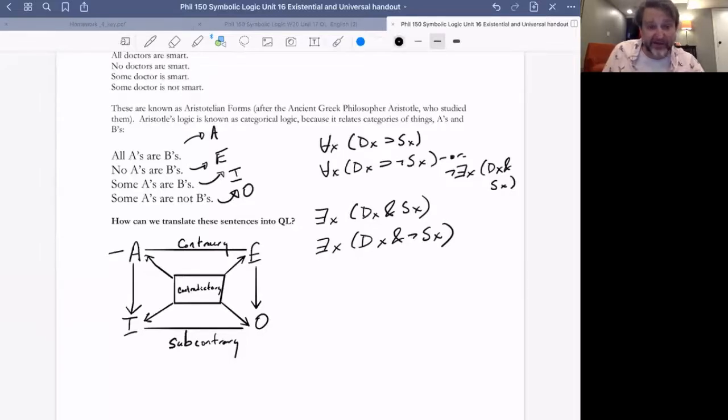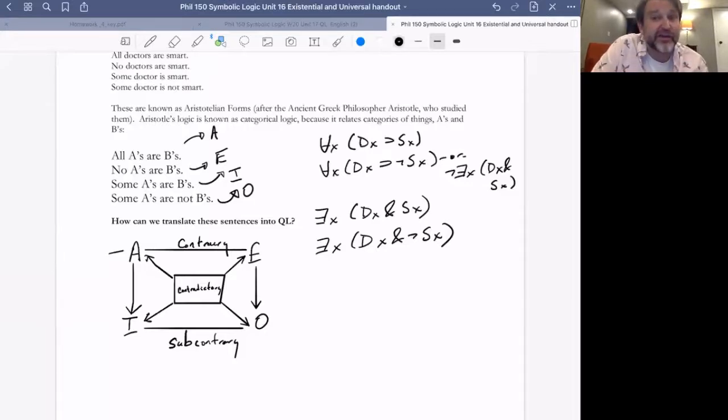E implies the truth of O. No A's are B's implies that some A's are not B's. But the relationship doesn't go the other way, right? If we know that some A's are not B's, that does not mean that all A's are B's, right? So these bear that truth relationship to one another.